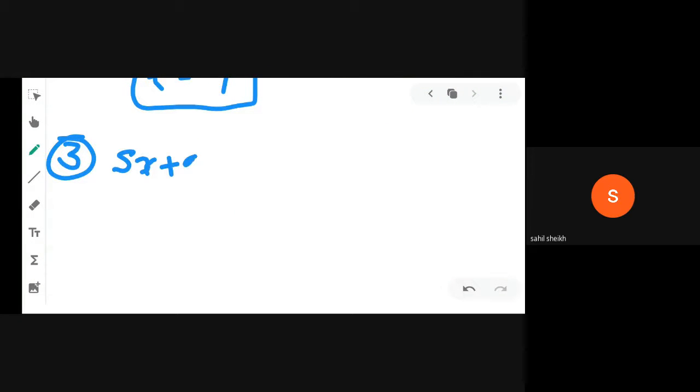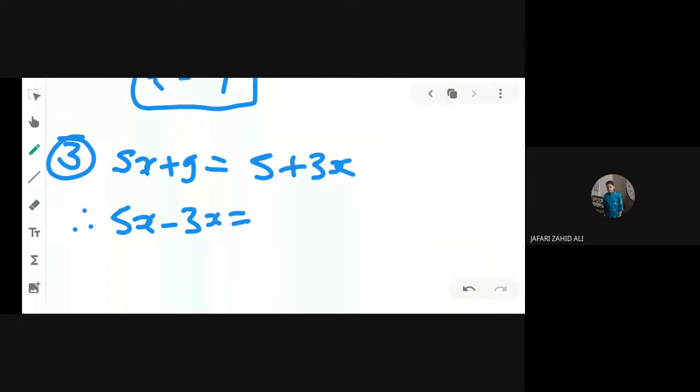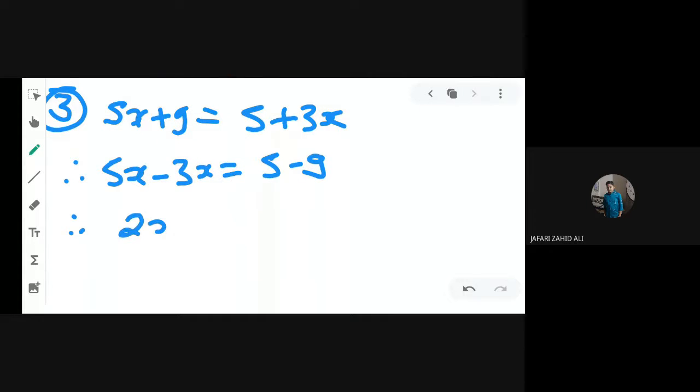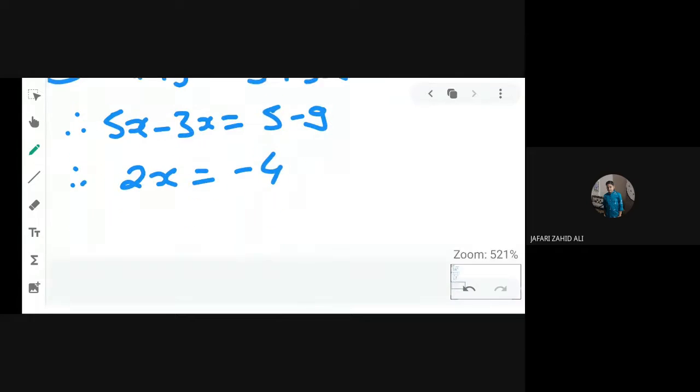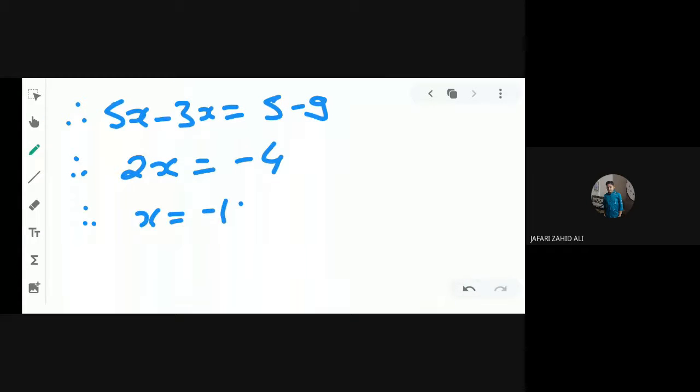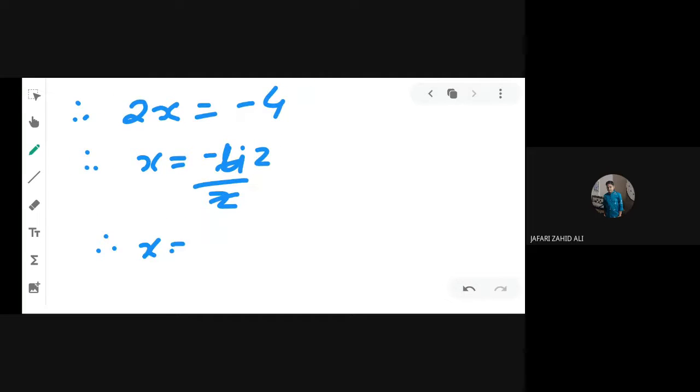5x plus 9 is equal to 5 plus 3x. Okay, so we are taking 3x to the left side, 5x minus 3x, and we are taking 9 to the right side, 5 minus 9. You can see 5x minus 3x, 2x, 5 minus 9, minus 4. We get x is equal to minus 4 divided by 2. So it means 2 2s are 4. We get x is equal to minus 2. Clear all of you?